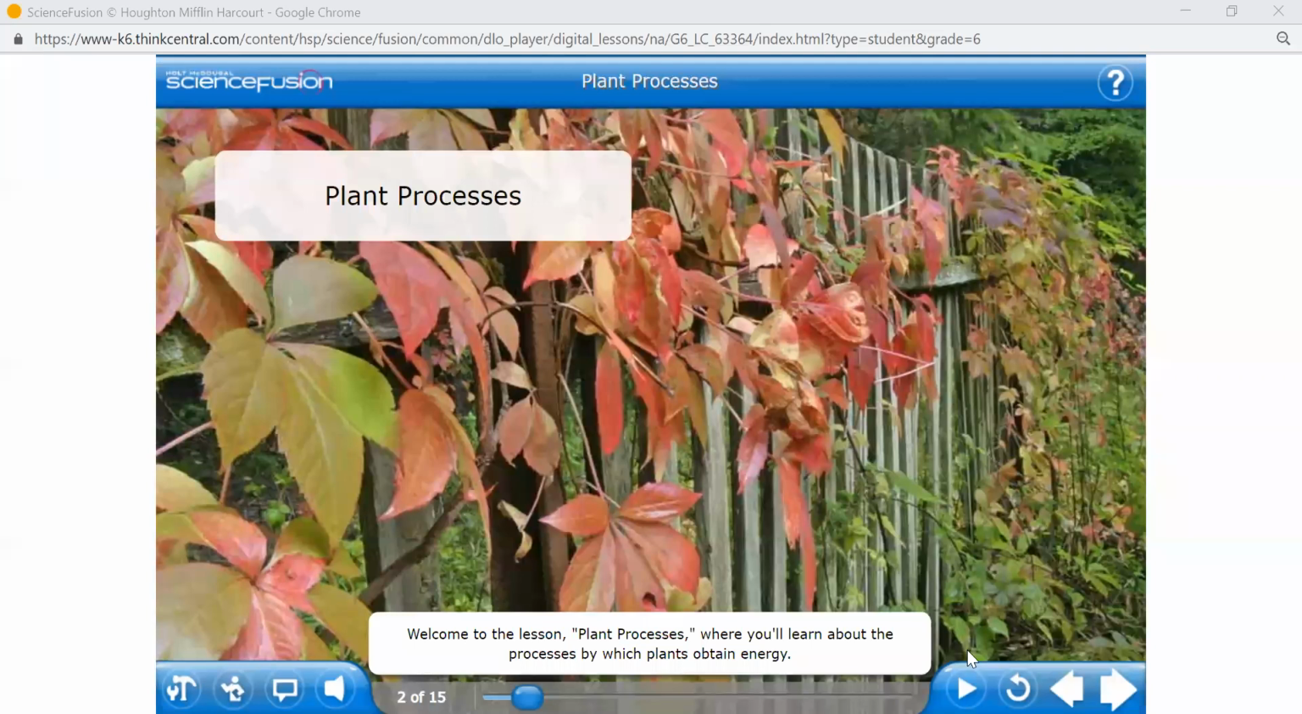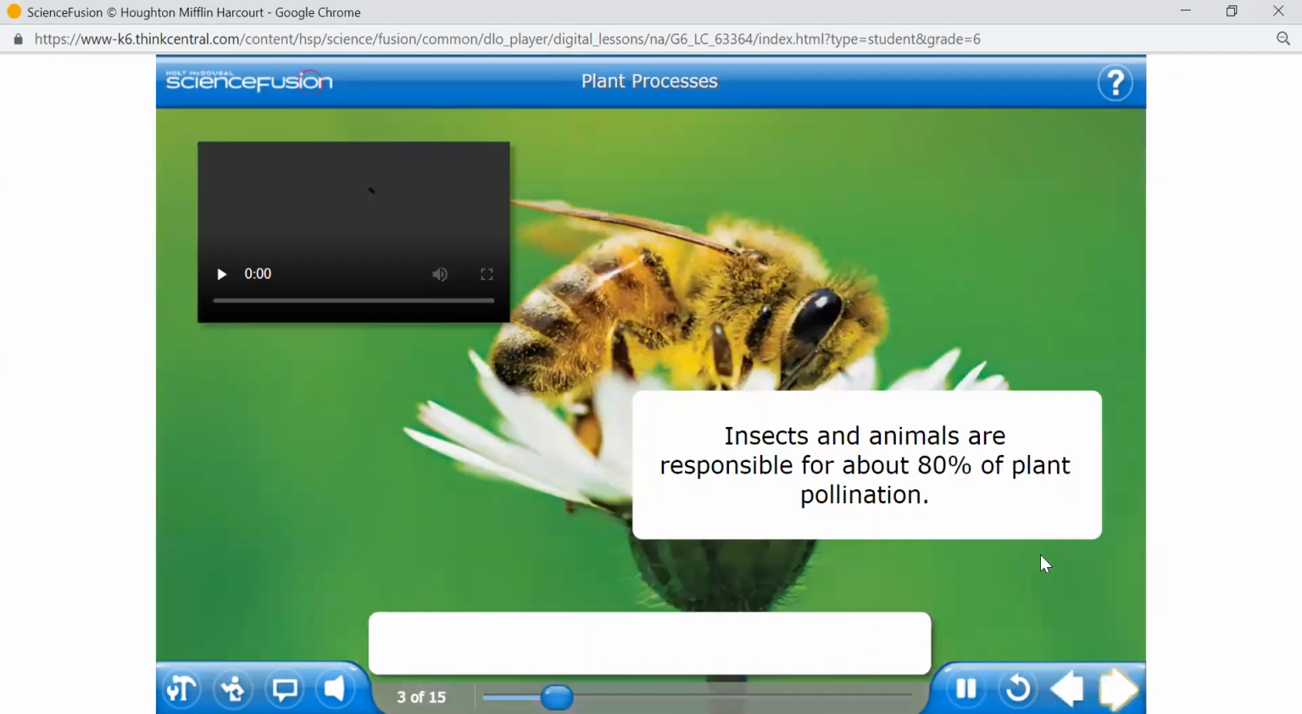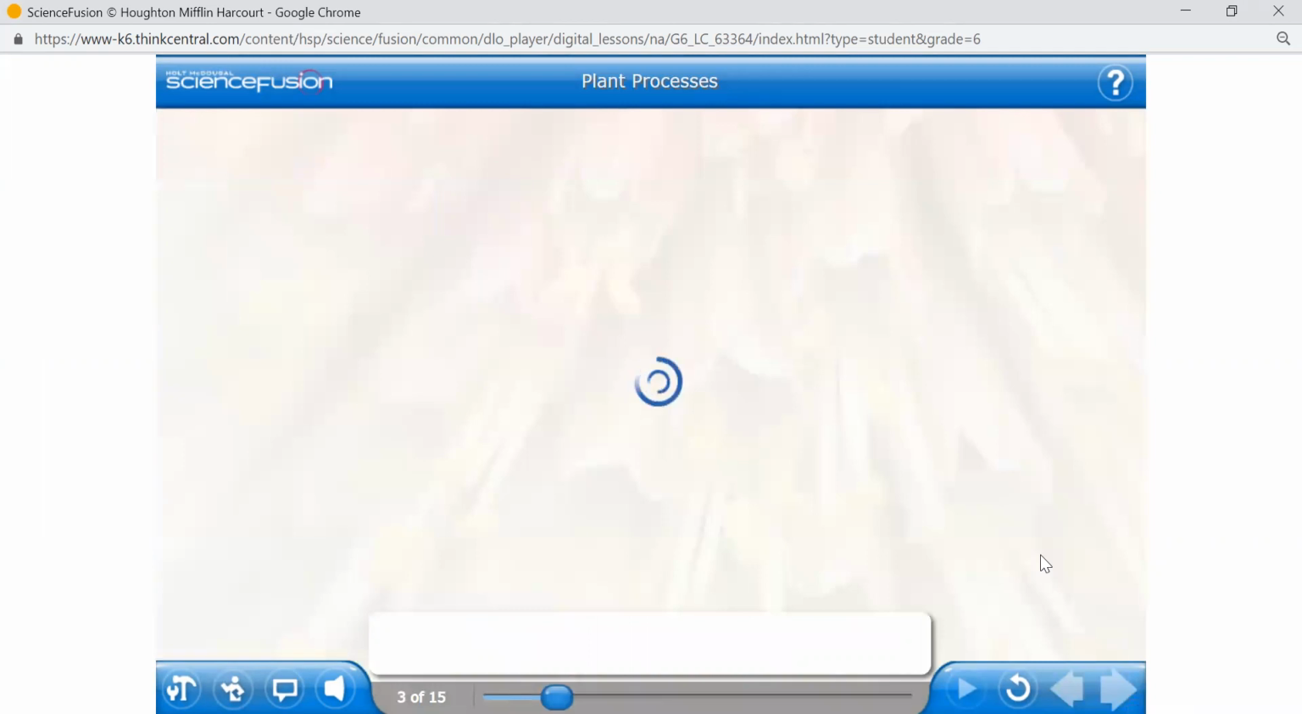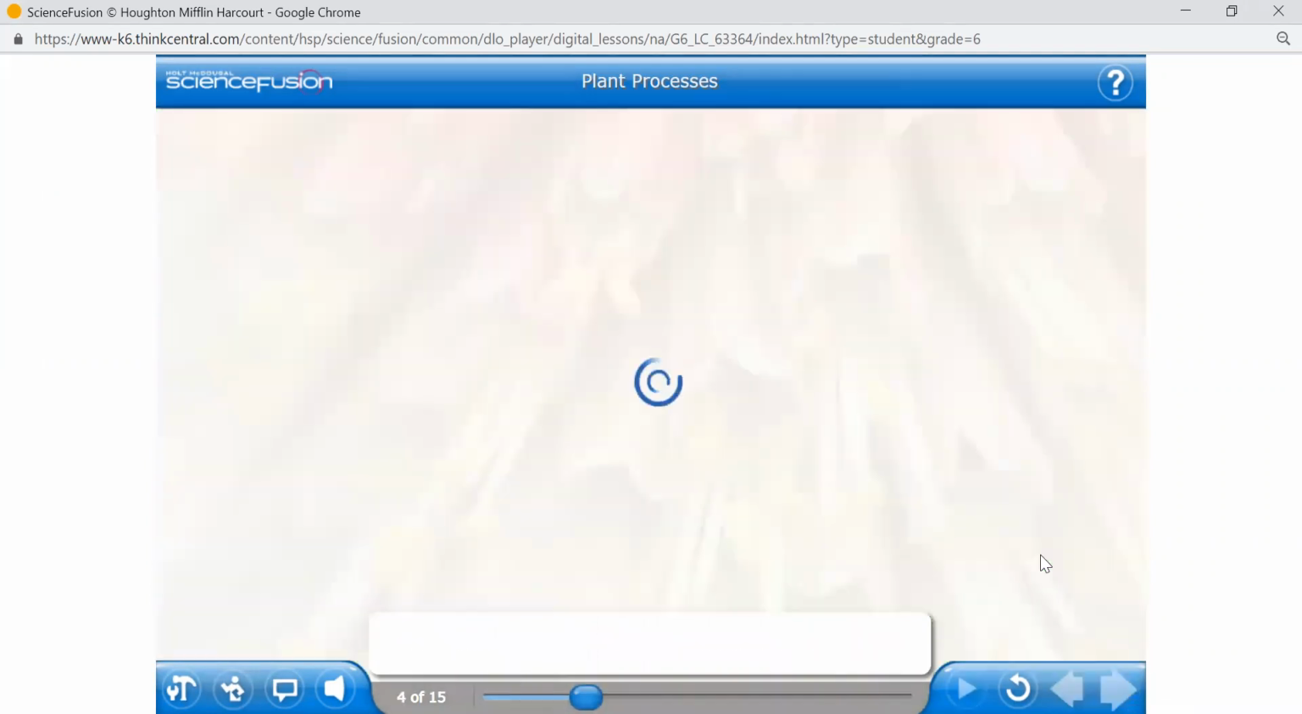Welcome to the lesson, Plant Processes, where you'll learn about the processes by which plants obtain energy. I'm not going to show you all of it because some are very easy. I want to show you the last part, the process of photosynthesis, because you have seen it a lot of times and you know about it.